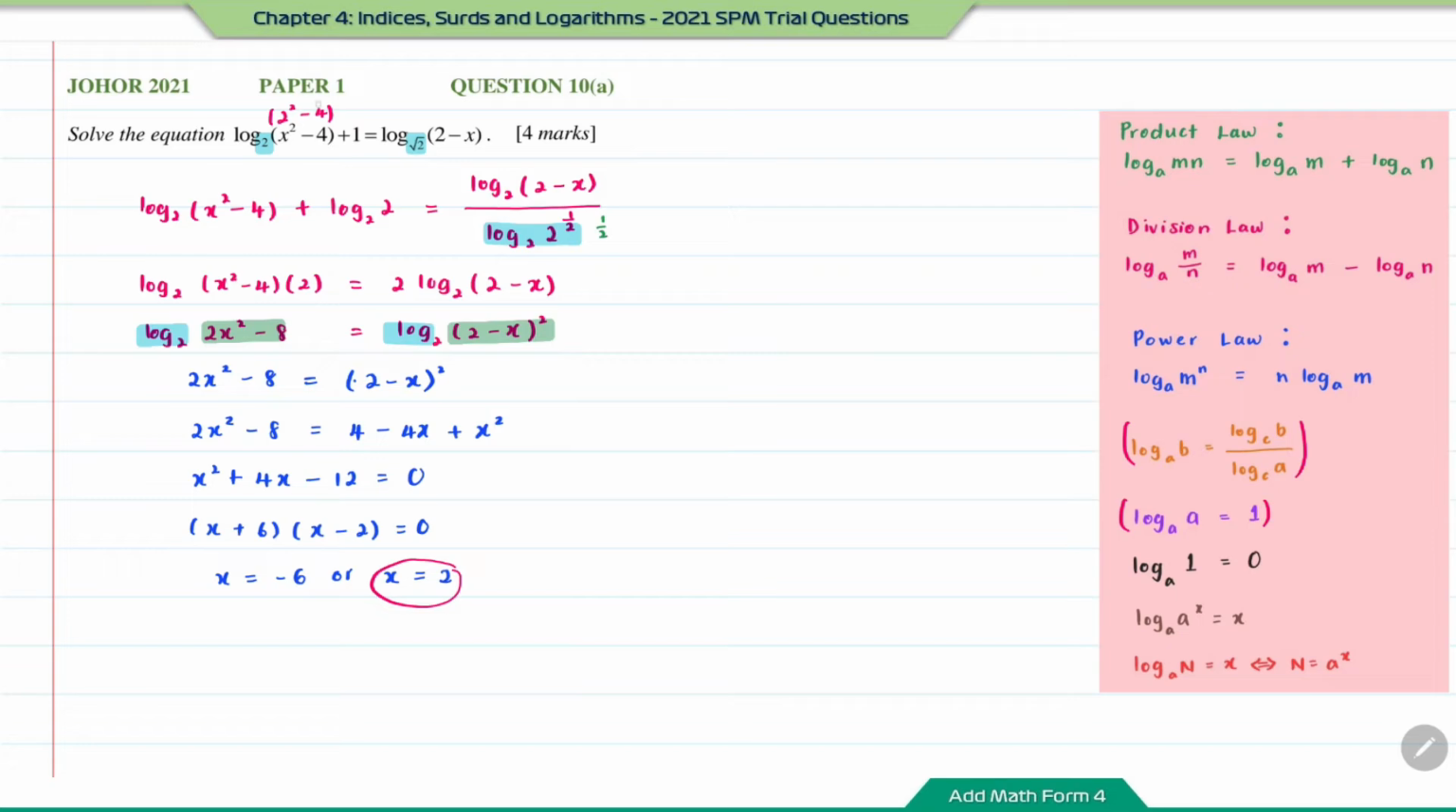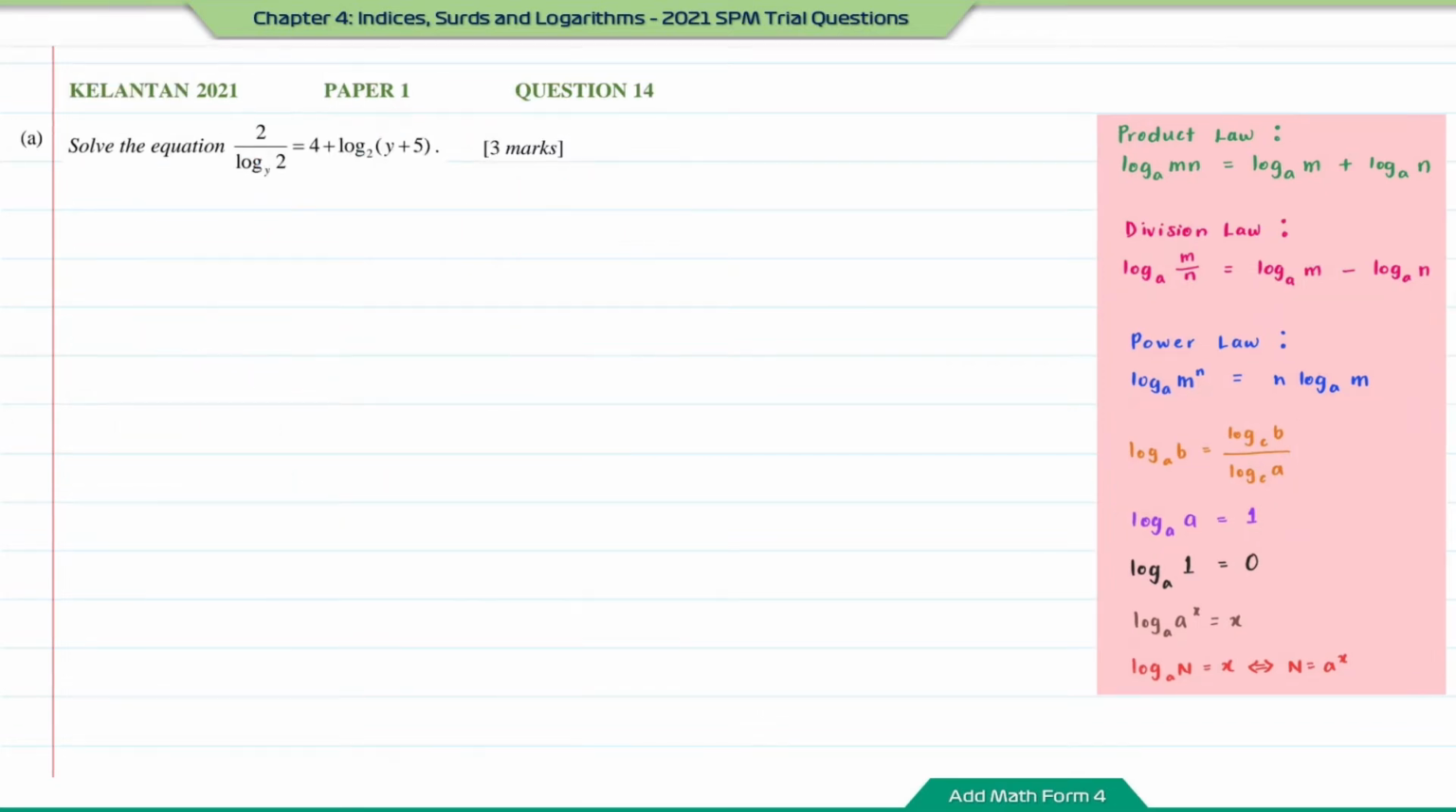what will happen is 2 squared minus 4 will give you the answer of 0. And if you substitute here on the right hand side, it's going to be 2 minus 2, which is equal to 0 as well. So log base 2 of 0 or log base square root of 2 of 0, they are undefined. Therefore, we are going to reject the answer of x equal to 2, and the answer for this question will be x equal to negative 6.